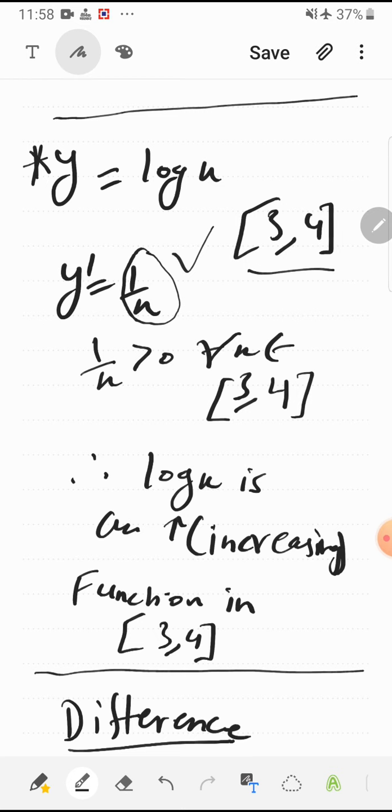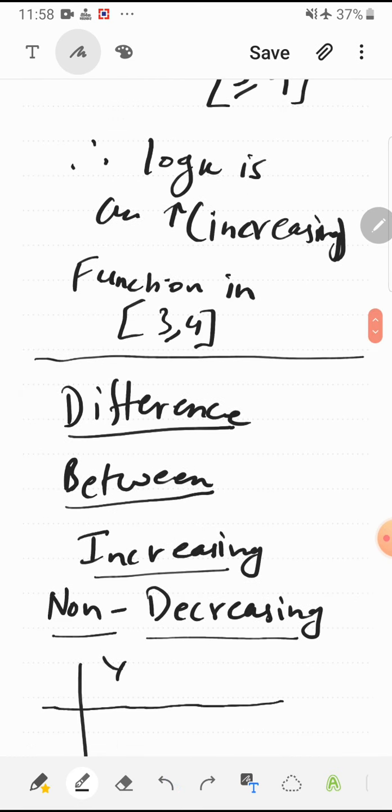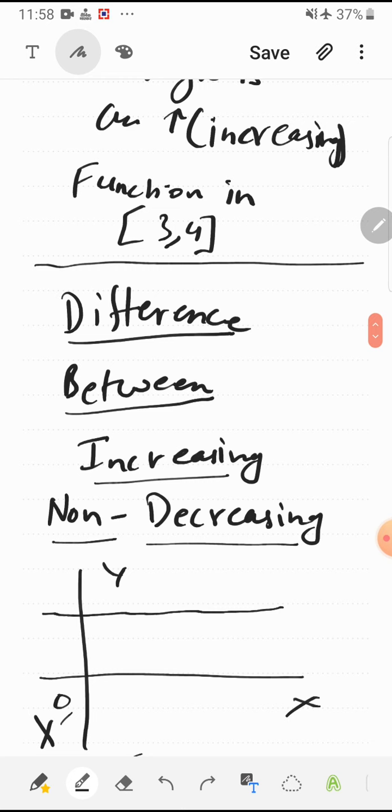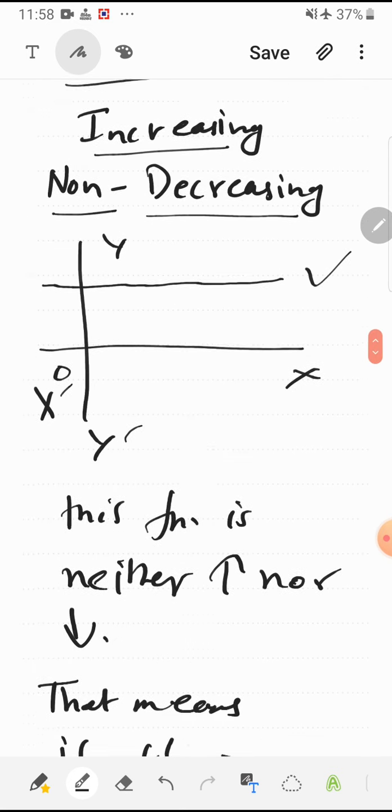Then the function will be increasing or decreasing respectively. So remember this thing. Next, what is the difference between increasing and non-decreasing? For this, let us consider this graph. Now, neither is this function increasing nor decreasing. This is a constant function.